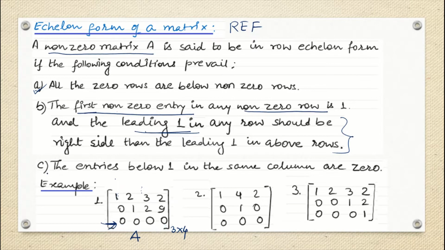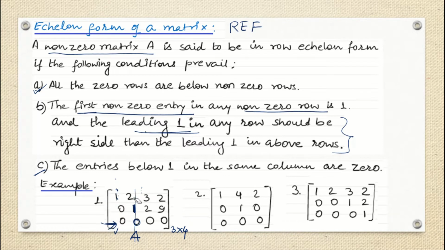Okay, so what is the third condition? The entries below 1 in the same column are 0. Till now we were talking about only the rows. Now we are talking about the column, that the entries below 1. That means below this 1 we should have zeros present in this column. Similarly, here we have the leading one, so in this column we should have 0 present below this one. So all these three conditions match for this matrix. So we will say that this matrix is in row echelon form.